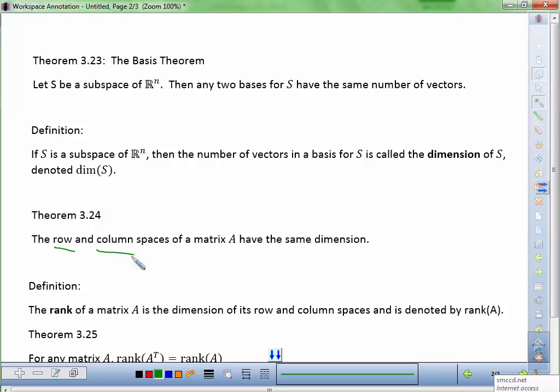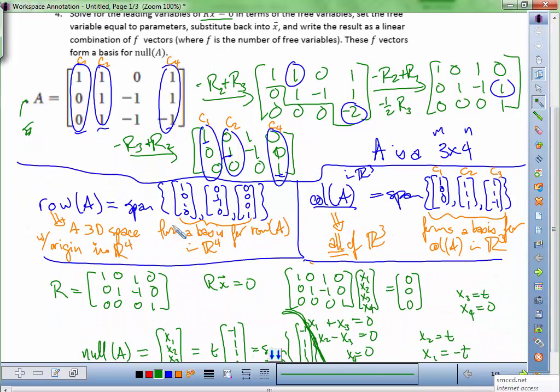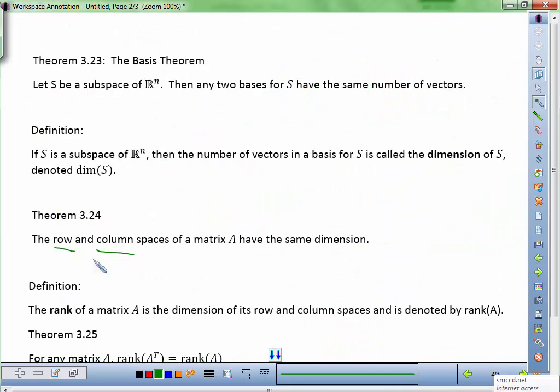Even if you don't have a square matrix, which we didn't over here, we had a 3 by 4 matrix. We found that the column space had 3 dimensions and the row space was 3 dimensions. And that's not a coincidence. It turns out that the row space and column space will always have the same dimensions, regardless of the size of your matrix.